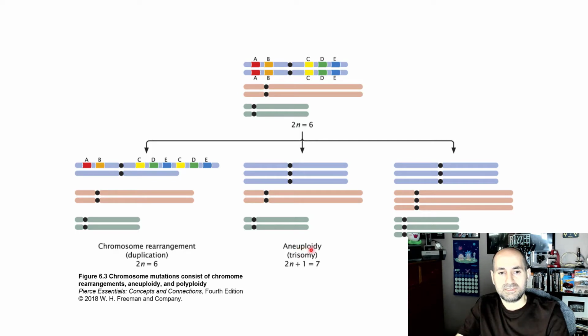Here's aneuploidy. Aneuploidy, you have one or more chromosomes in the cell or missing from a cell. In this case, it looks like it has one extra chromosome. And then you have polyploidy, where you have a whole extra set of chromosomes. You have a third one of this chromosome, a third one of this chromosome, a third one of this chromosome. So the ploidy has gone from 2N to 3N.